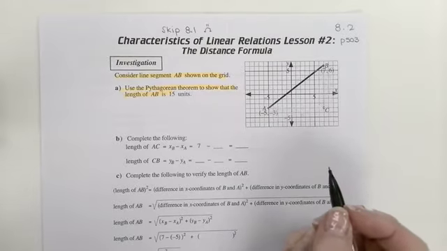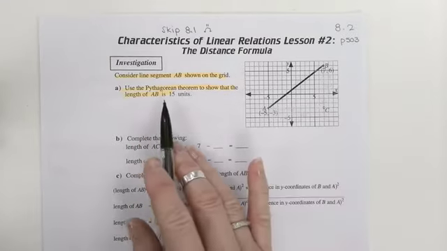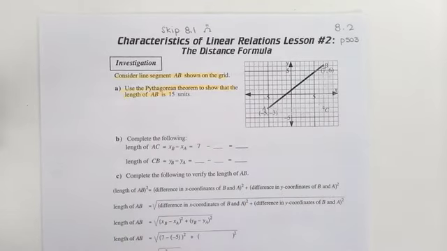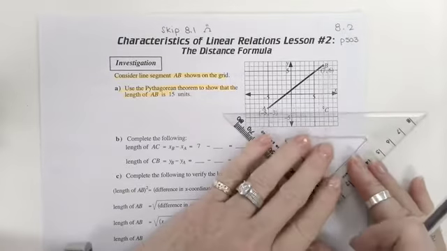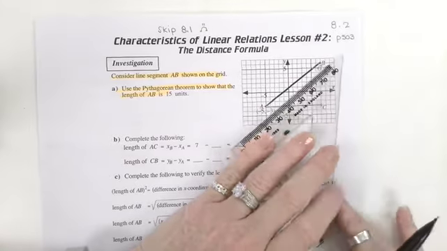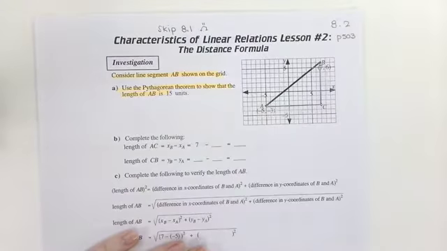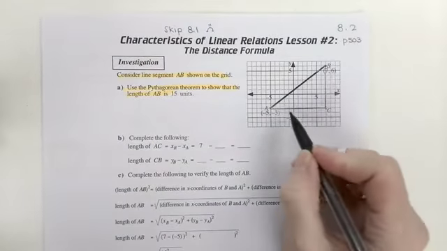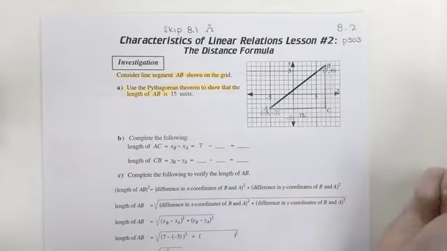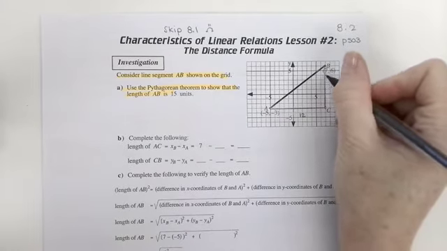So they say, consider line segment AB shown in the grid. Use Pythagorean theorem to show that the length of AB is 15 units. So to use Pythagorean, you know you have to have a right triangle. So we are going to draw a right triangle attached to the endpoints of our line. Then we will count the units on the bottom, and we will find that we have 12 units of distance along the bottom. Count the units up the side, and we'll find 1, 2, 3, 4, 5, 6, 7, 8, 9 units up the side.